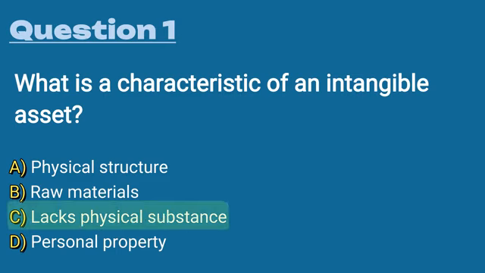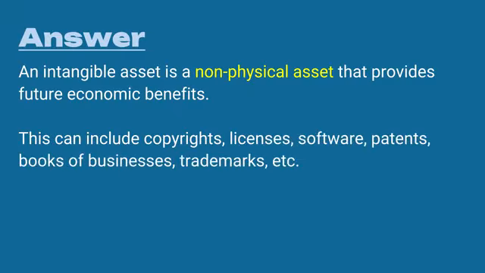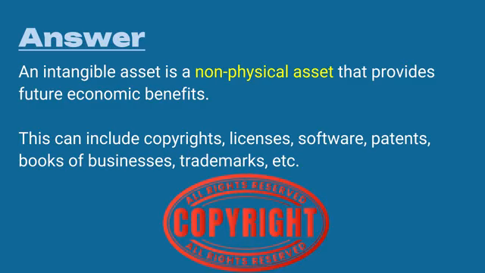The answer is C. It lacks physical substance. An intangible asset is a non-physical asset that provides future economic benefits. This can include copyrights, licenses, software, patents, books of business, trademarks, etc.